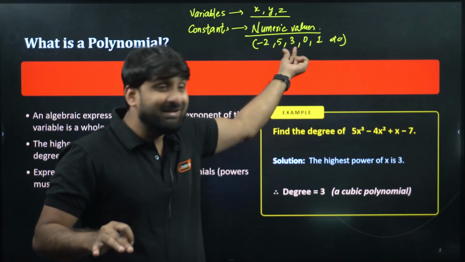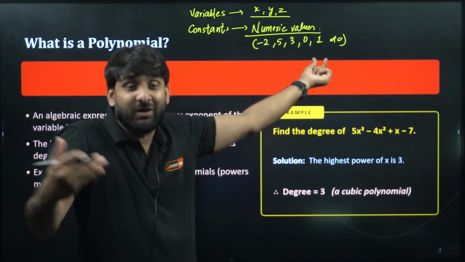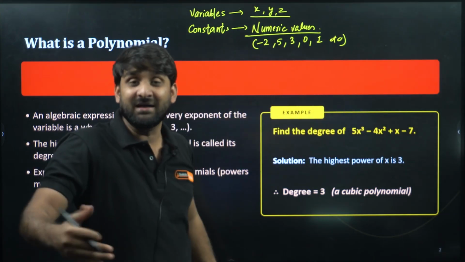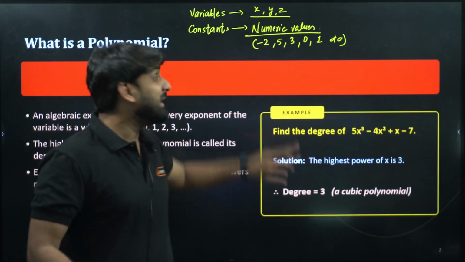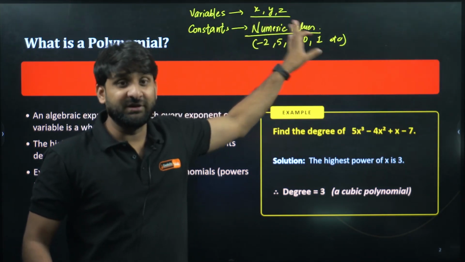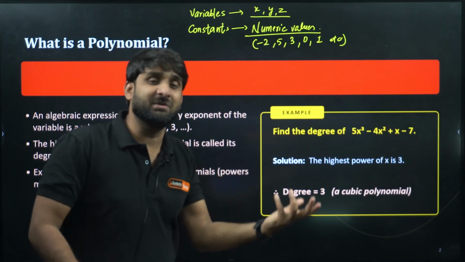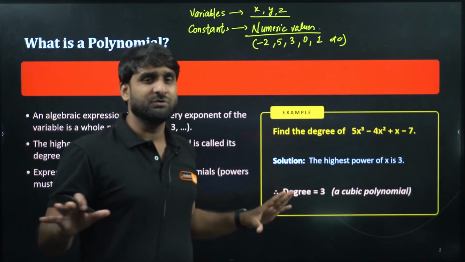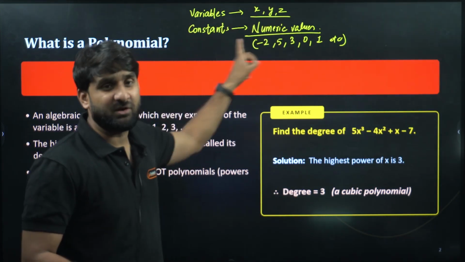They have their own identity. 3 has its own identity. 0 has its own identity. 1 has its own identity. But variables' values are not fixed. They depend on situation. Sometime X will be something, sometime Y will be something. So that's why they are called variables and they are called constants.